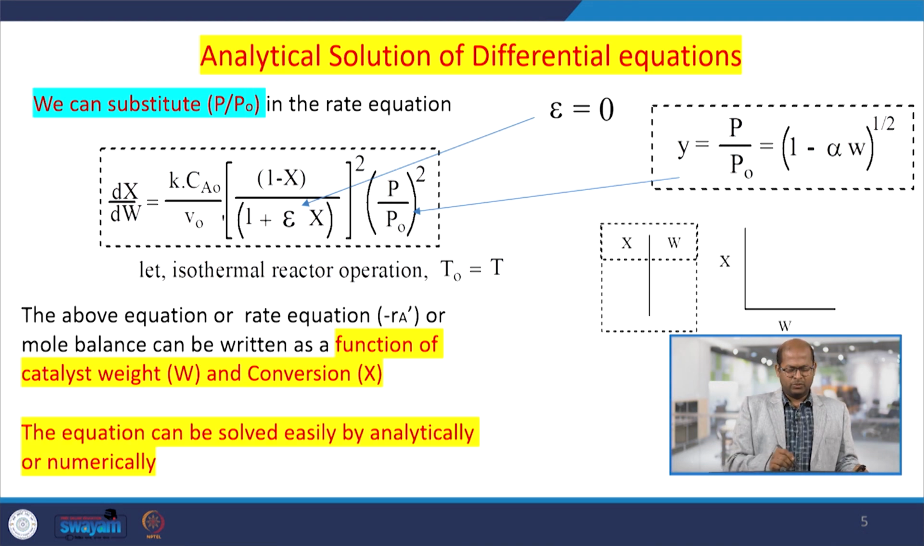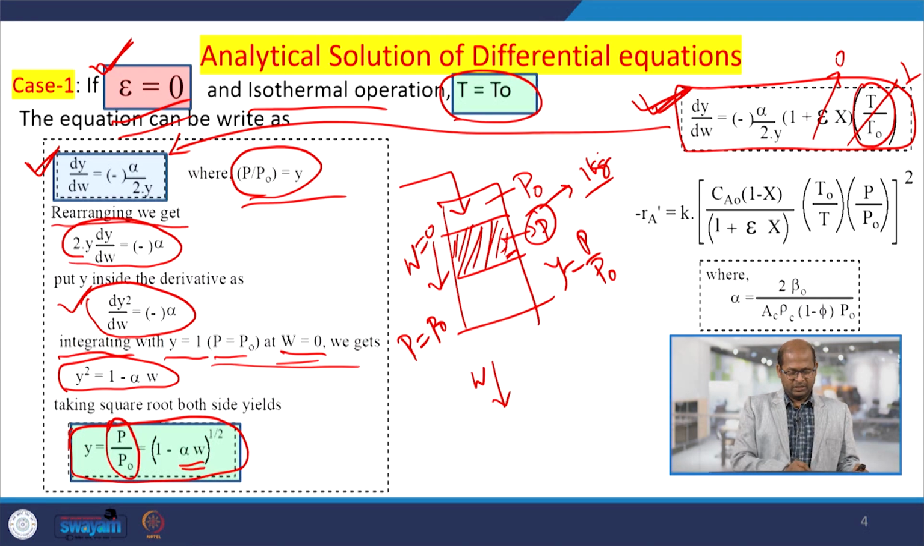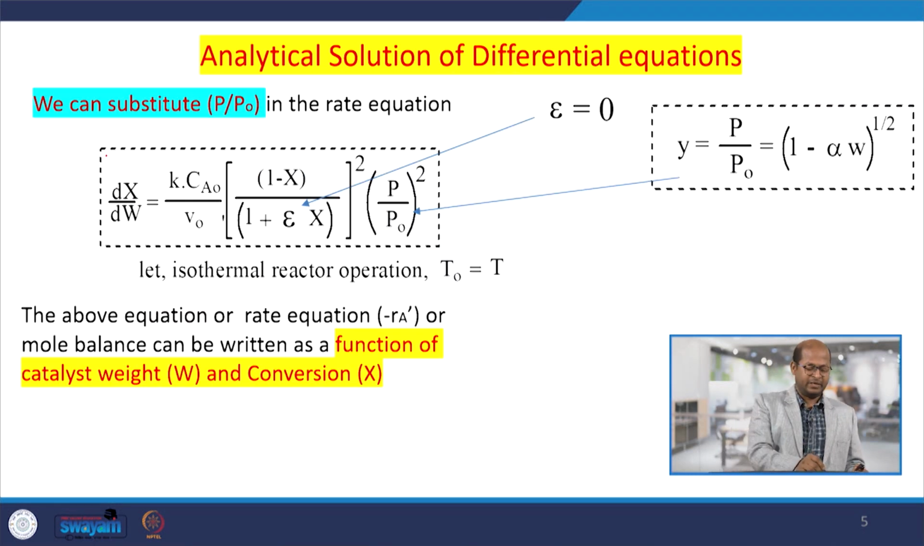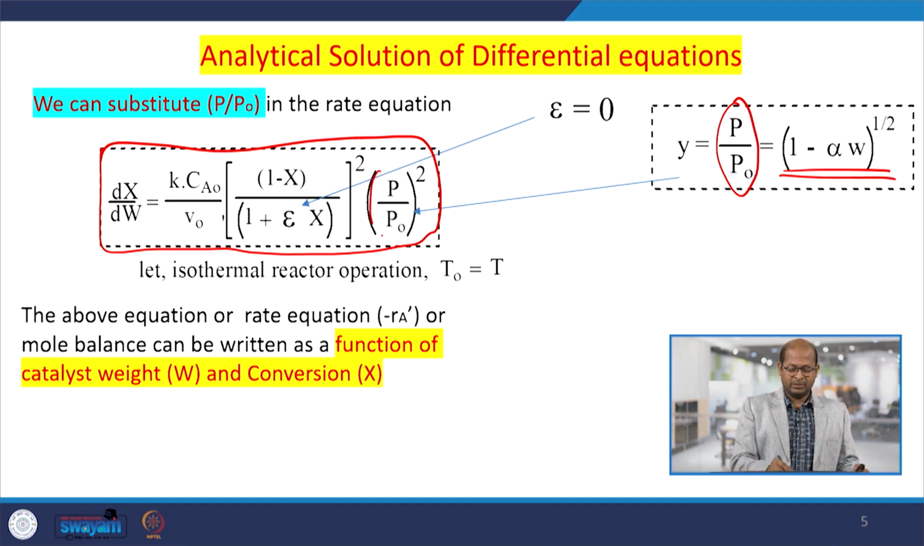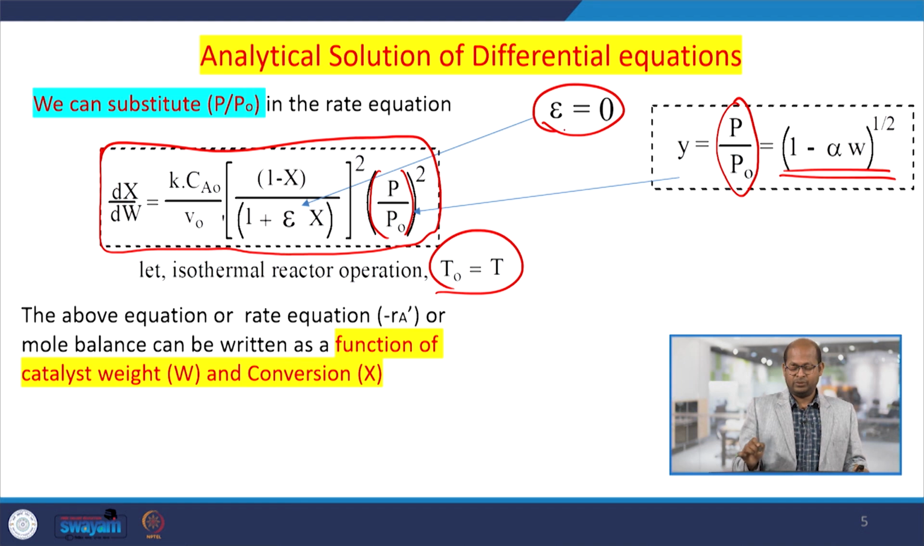Now, we have already derived y equals this equation. We have also derived dx by dw from the design equation, dx by dw equals this. If we put the equation that you have derived by integration here, then the pressure drop is there, so P by P naught is there. If we put these equations here, then at isothermal conditions epsilon equals 0. If you put it 0, then this part would be 0. Then these equations we can solve.